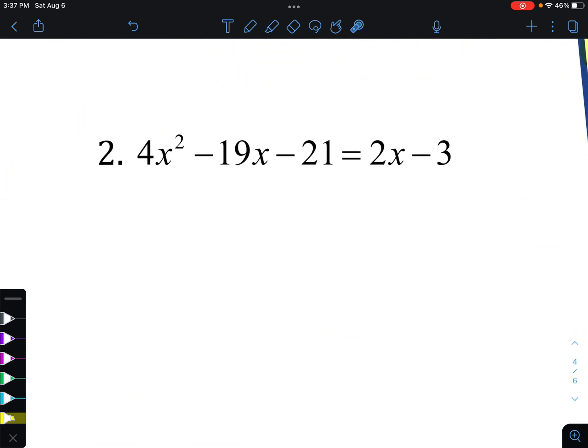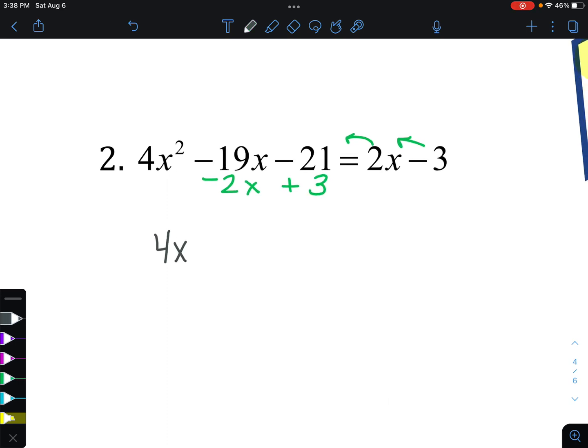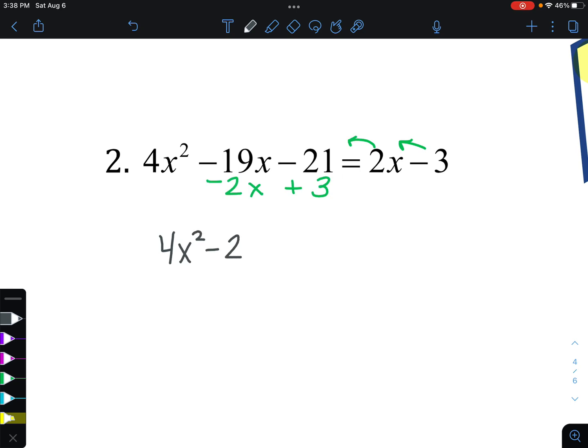Solve by factoring. So again, we need this equation set equal to 0. It doesn't equal 0 right now, so we have to move the 2x over by subtracting 2x. We have to move the negative 3 over by adding 3. So when we do that, we're going to get 4x squared minus 21x minus 18, and that's going to equal the 0. Right? So first set it equal to 0. Now we have to factor.